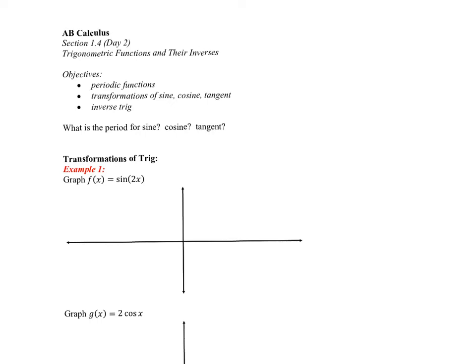AB Calculus, Section 1.4, day number 2, continuation on trigonometric functions and their inverses. The objectives for this video are periodic functions and their properties, some transformations on sine, cosine, and tangent, as well as some inverse trigonometry. So we're going to talk about the period for sine, cosine, and tangent.